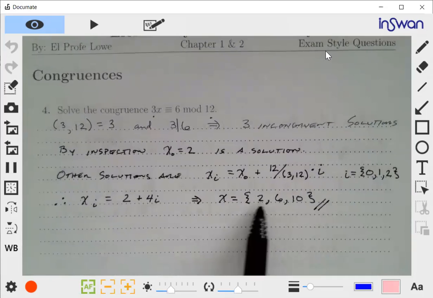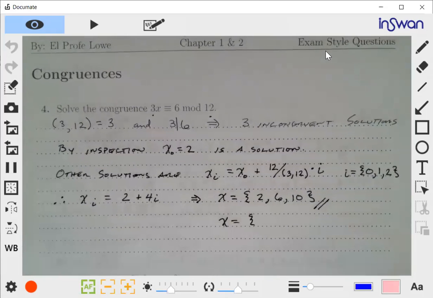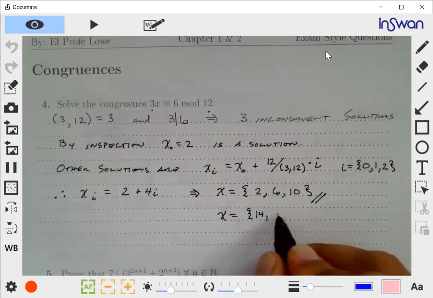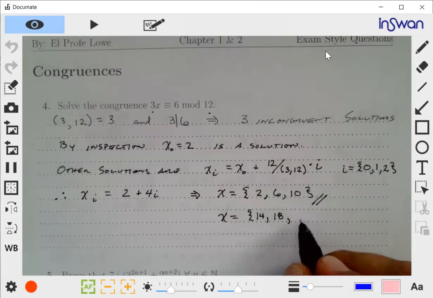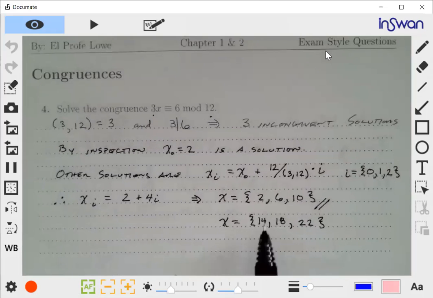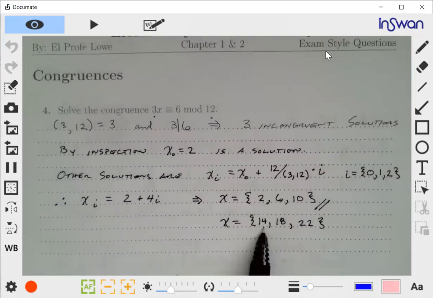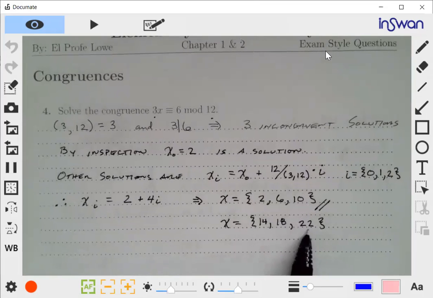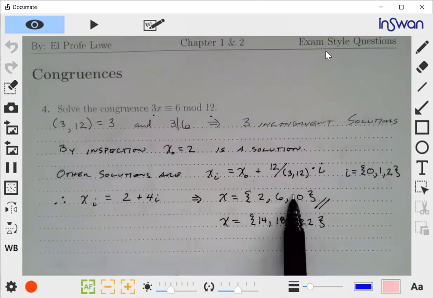Now, it is a particular solution. These are the 3 incongruent solutions, but technically another set of solutions would be 14, 18, and 22. If I go 12 beyond 2, I'm going to have the same remainder. If I go 12 beyond 6, I'll have the same remainder. If I go 12 beyond 10, I'll have the same remainder. I can add these additional groups of 12, and that's not going to change how many I have left over.